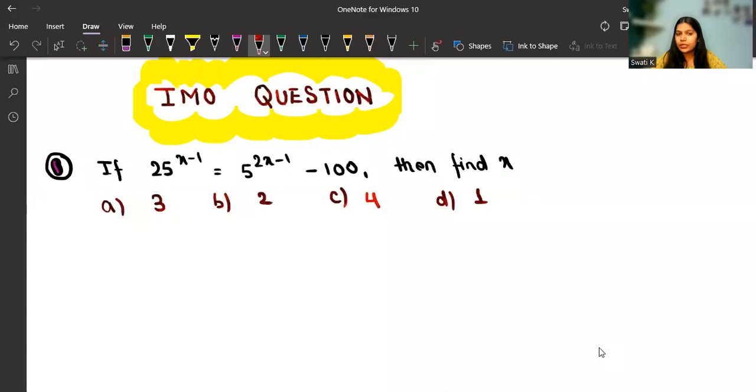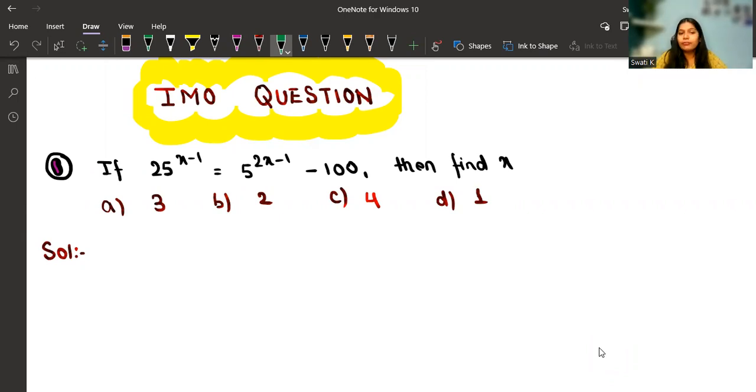This question I have already covered in one of my shorts, but I realized that the speed was too much, it was at a higher speed. So I thought of making this video once again, where I'll explain this in a more elaborate way. So let's start with the solution.